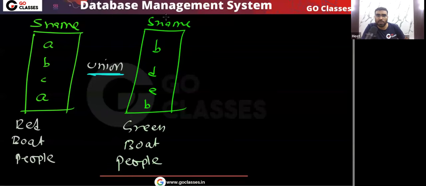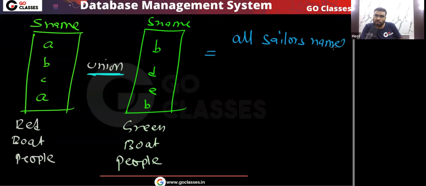Yes, this is correct. Okay, now a simple question I'm asking. This will give me all seller names, all sellers names who reserved a red or a green bot.